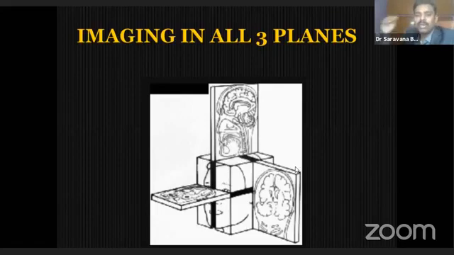So hereafter you are going to see the images in these three planes only. Now you have to forget your IOPA image as well as OPG image. You are going to see the images in these three planes. One is axial, another one is coronal, another one is sagittal plane. I will explain these planes also.